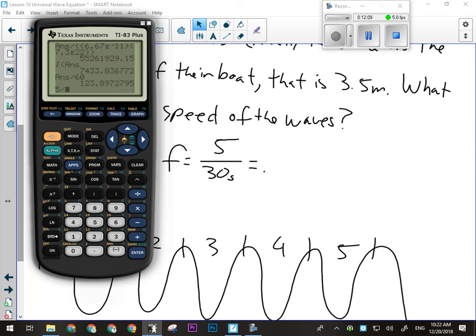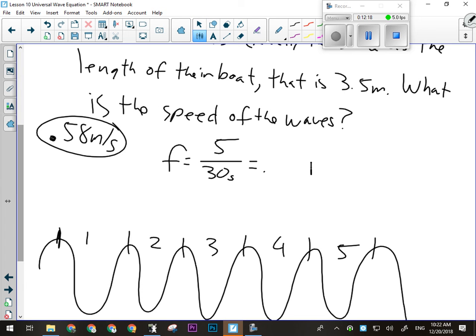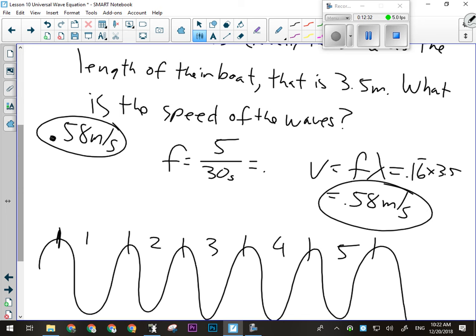So we got 5 divided by 30 seconds. So we have 0.16 repeating hertz as our frequency. Then we take frequency and multiply it by wavelength, which gives us 0.16 repeating times 3.5 meters, the length of the waves, and that will give us 0.58 meters per second. So that's one of the tricks that can come up in a wave question.